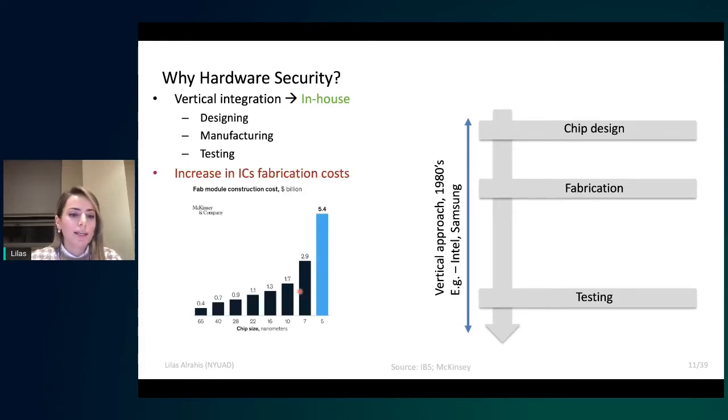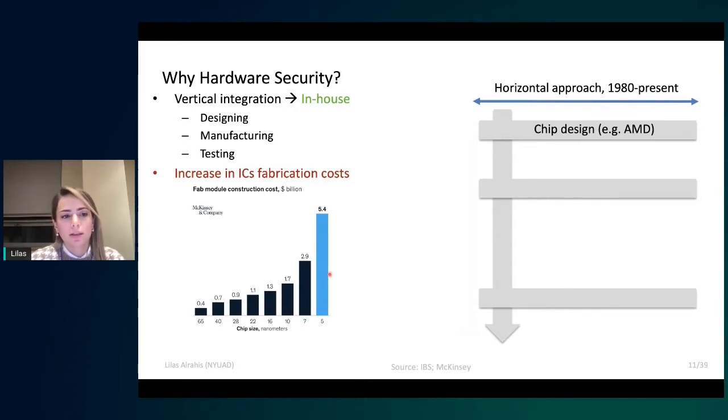However, with the dramatic increase in IC fabrication cost due to technology shrinking, the companies had to let go of fabrication. So, for example, here you can see that building and equipping a 5 nanometer plant now runs about $5.4 billion, more than 3 times what was required for the 10 nanometer plant. So now the semiconductor industry follows a horizontal integration model where leading edge design houses such as AMD outsource fabrication to companies like TSMC and testing to companies like ASE.